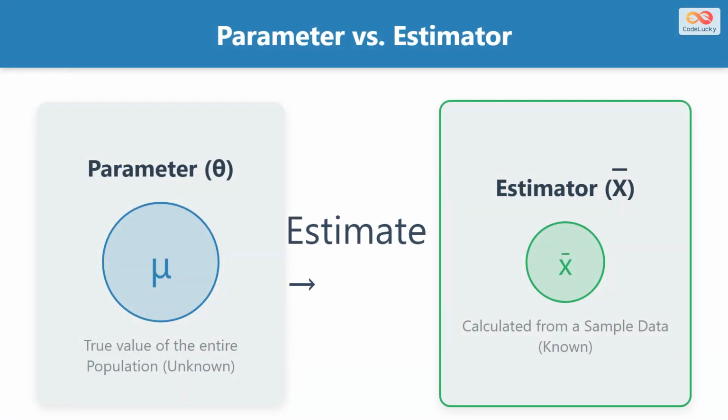It is crucial to distinguish between the goal and the tool. The parameter, represented by the Greek letter theta, is the true, often unknown value of the entire population, such as the population mean mu. The estimator, often denoted with a hat symbol, is the value we calculate from our sample, like the sample mean, x bar. Our goal is to use the estimator to get as close as possible to the true parameter.